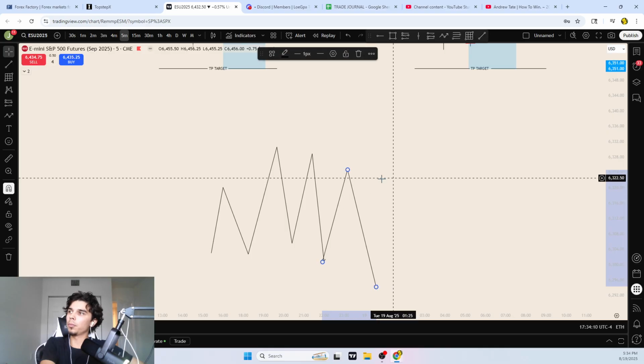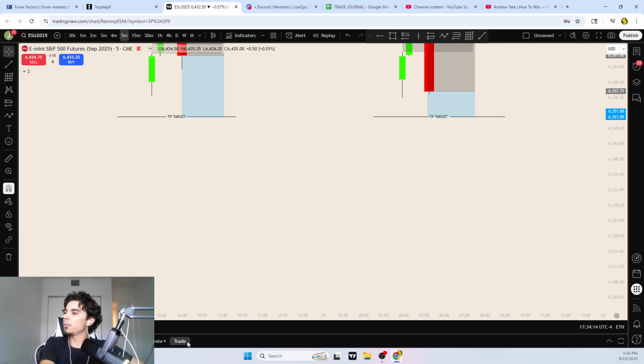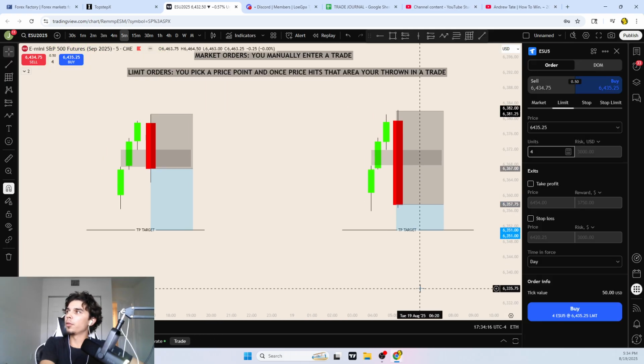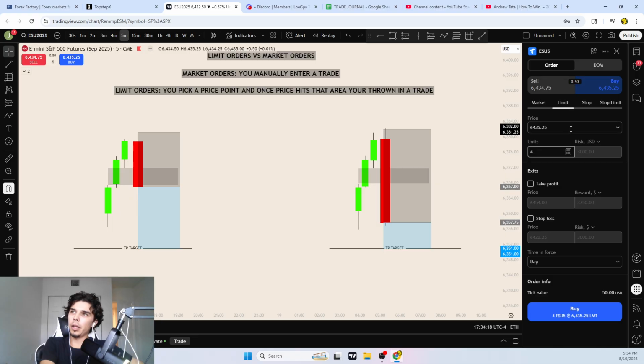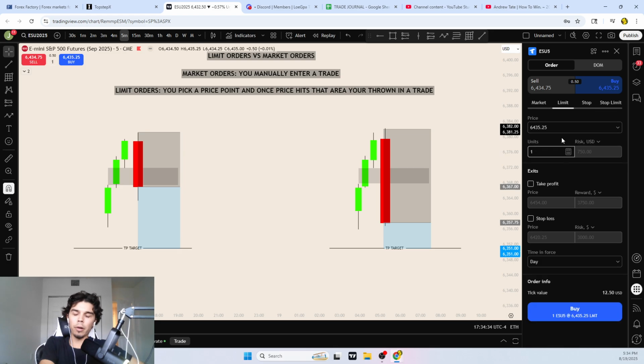Pretty simple. The way to do it on TradingView is you're literally just going to press limit. You're going to put what price you want to limit at, how many contracts, and then just set your take profit and stop loss area. You just go to limit, and then this is market. Same thing for market, except you just set your take profit and stop loss because, again, you're manually entering. This, you need to pin a price point to when you're going to get thrown into a trade.